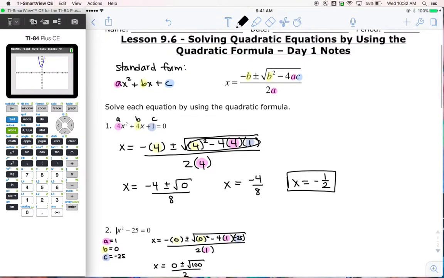Today your numbers are going to be nice and beautiful. Tomorrow they're going to get crazy. So please, please don't just use your calculator, even though it's easy. Do it by hand. Get used to the formula while the numbers are still nice.